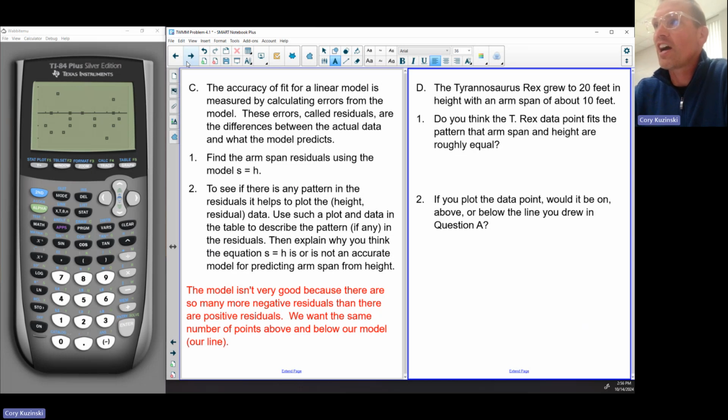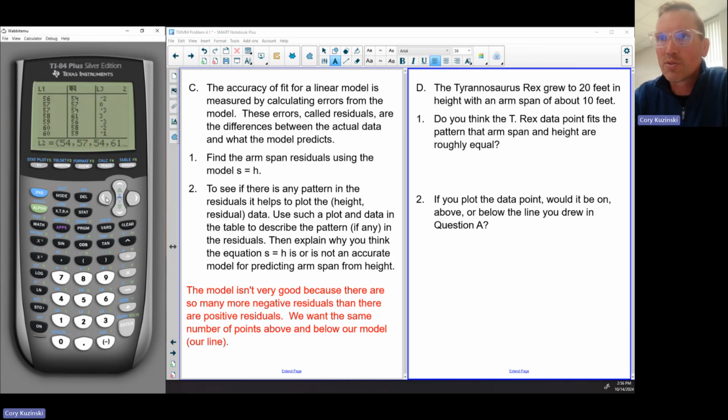T-Rex grew to be 20 feet tall with an arm span of about 10 feet. Do you think that he fits this model? Let's look at him. Let's go to T-Rex. Let's go stat, enter. Put him on here. He's 20 feet tall. 20 times 12 is 240 inches. And he's got a 10-foot arm span. 10 times 12. His arm span is that long. 120.